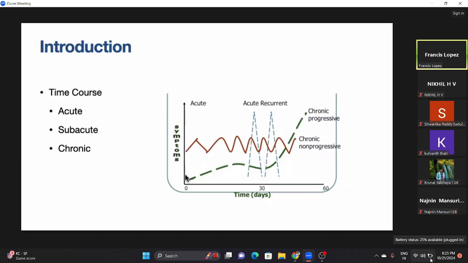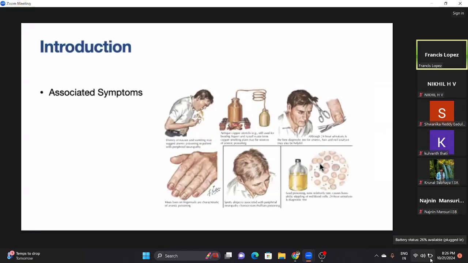As you can see here, this is the symptoms, and the y-axis is the time or the days. If it is acute, it's very abrupt and it increases abruptly. There's also what we call chronic non-progressive or a chronic progressive problem, meaning that it's very long but it is progressing. This one is a non-progressive problem. There is also a time course wherein it is an acute but recurrent problem. It waxes and wanes.